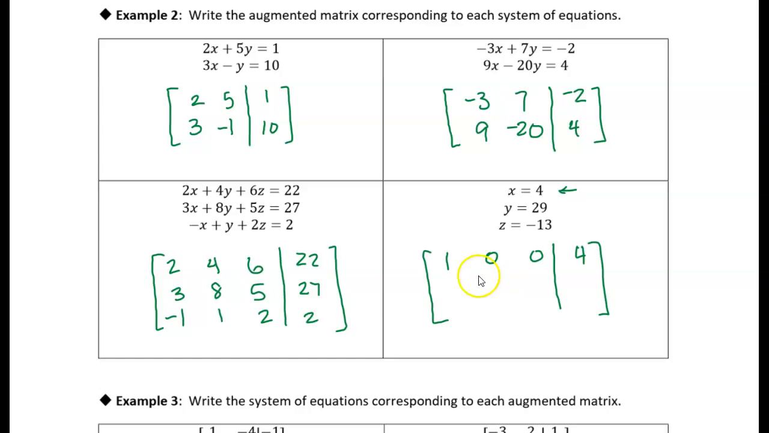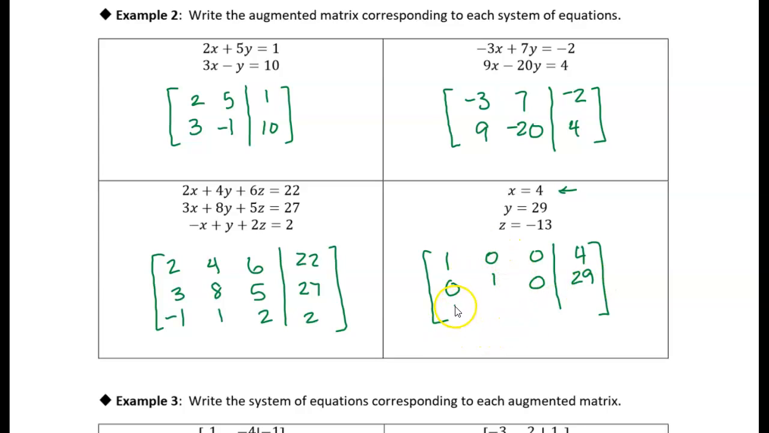Now in the second equation, I don't have an x value. I just have a y value, right? So that's 1 times y. So my coefficient on y is 1, and then I don't have a z value. So the coefficient on z is 0. And then I have a 29 on the other side of the equal sign.